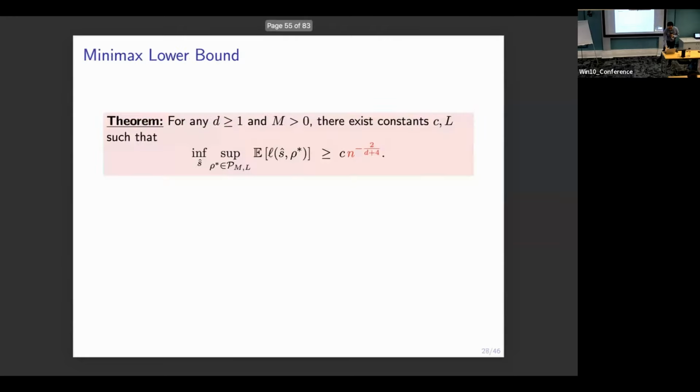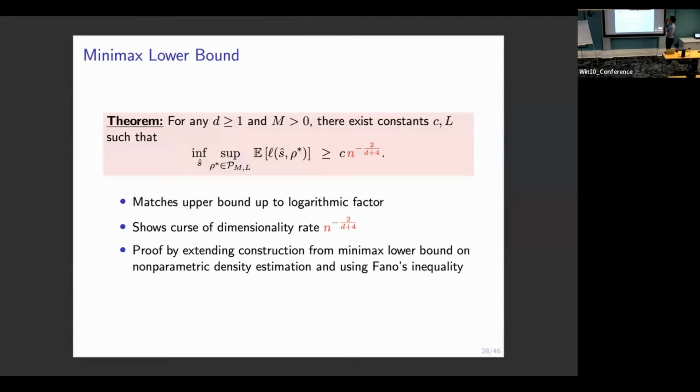And then it turns out that we can also prove a matching minimax lower bound, which says that in the worst case, this expected error also cannot be lower than n to the minus 2 over (d plus 4). So up to log factors, this matches the upper bound, and this really shows that there is this curse of dimensionality. The proof is pretty standard. We extend this difficult function construction, and then use Fano's inequality.